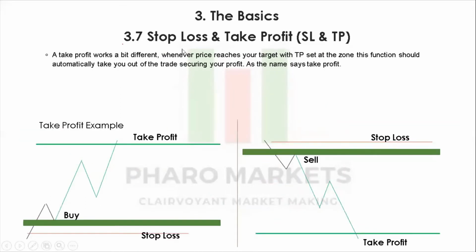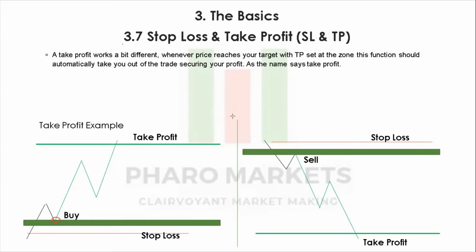Now a take profit works a little bit differently, but whenever price reaches your TP, your target zone set, this function should automatically take you out of the trade, securing your profit, as the name says, take profit. So for example, let's say you buy over here at the support, stop loss below. As you can see over here, more or less what I mean by stop loss and take profit. Look at the point of the entry right over here, and notice the distance of the stop loss and the take profit. See, the stop loss can fit in here more or less 3-4 times. Hence your stop loss should never be bigger than your take profit. It only makes sense, right?